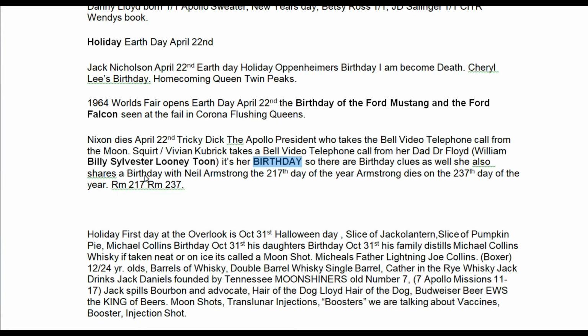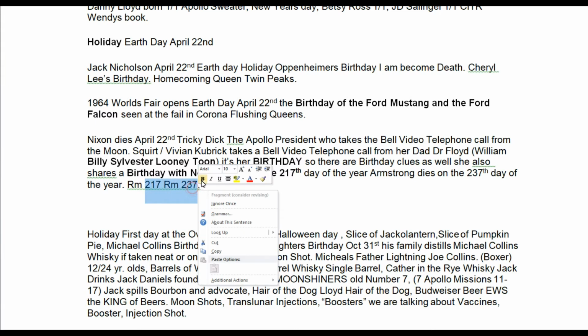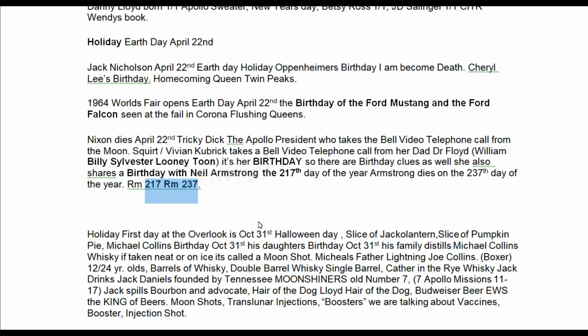And she also obviously shares a birthday with Neil Armstrong. So the reason she's in 2001: A Space Odyssey is she shares a birthday with the man that's going to land on the moon. It's going to be the first man to walk on the moon, the first moonwalker. So Neil Armstrong dies on the 237th day of the year. We have room 217 in the book, room 237 in the movie. So it's a direct match to these two dates of Neil Armstrong.